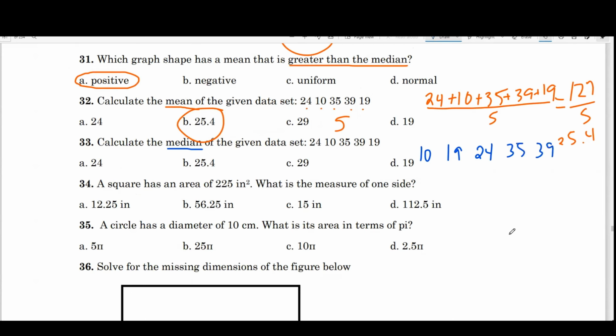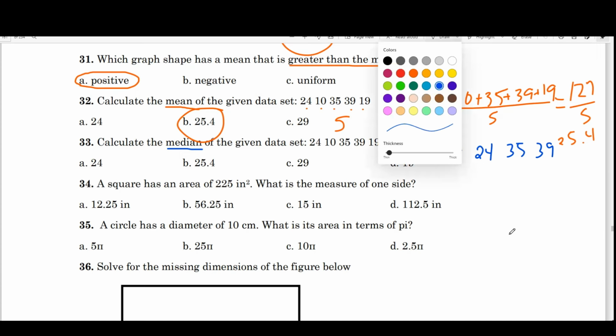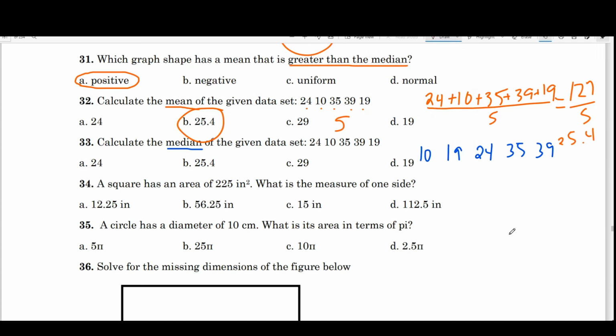All right, and because I have an odd data set, there's only going to be one value in the center. I like to just cross them off from the ends and come to the middle. So I did 1 and 1, 2 and 2, which left me with 24.